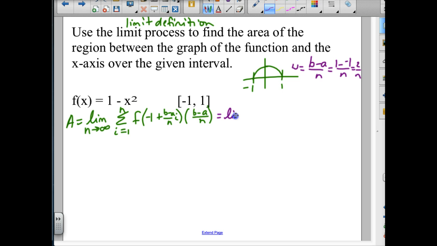So we have the limit as n approaches infinity of the summation of 1 to n rectangles, and then f of -1 plus 2 over n times i, and that whole thing is multiplied by 2 over n. Our function is 1 minus x squared, so I'm going to put this in my function. So my area equals, and I'm going to get tired of writing limit pretty soon, so I'm going to stop writing equal signs.